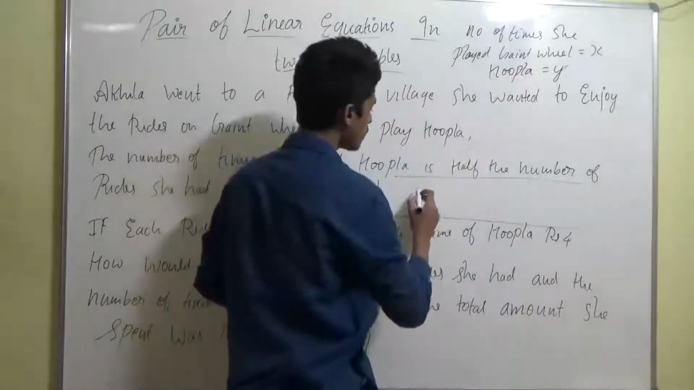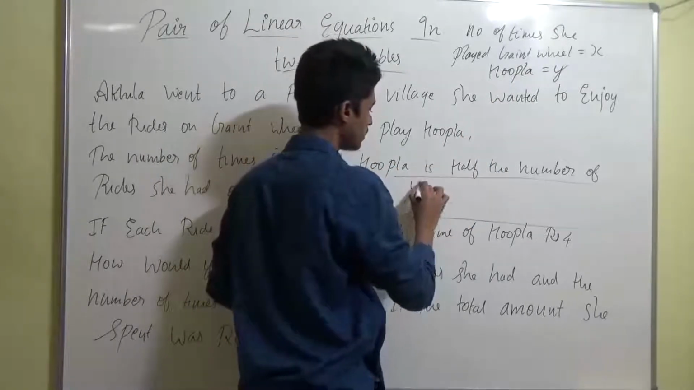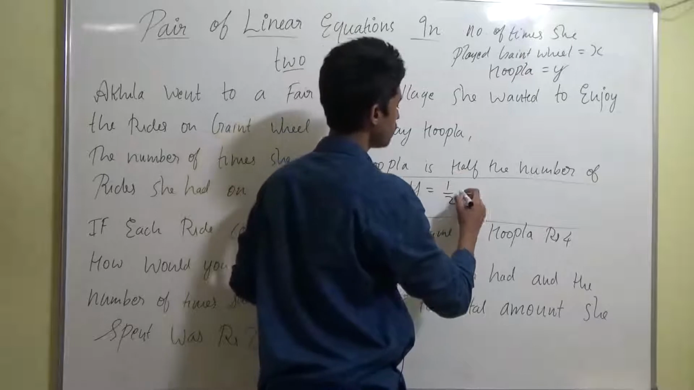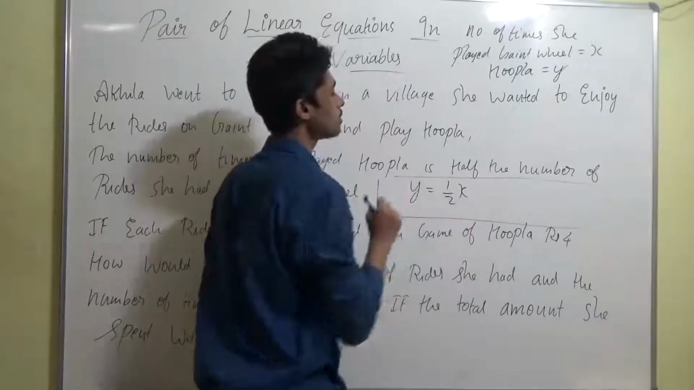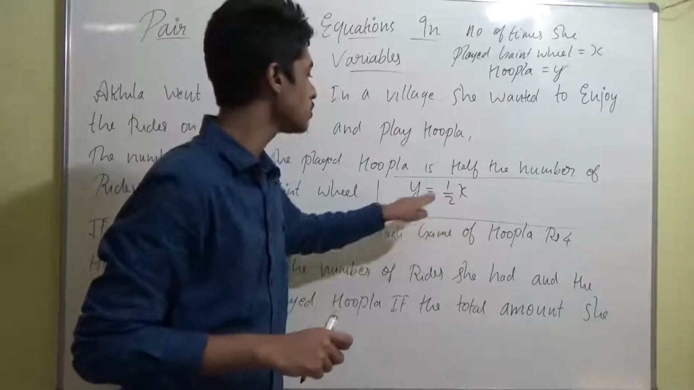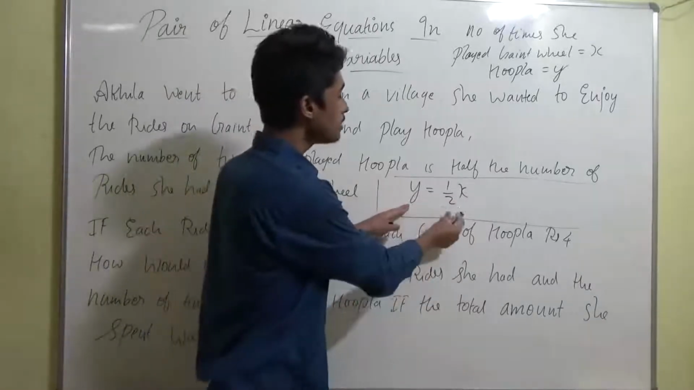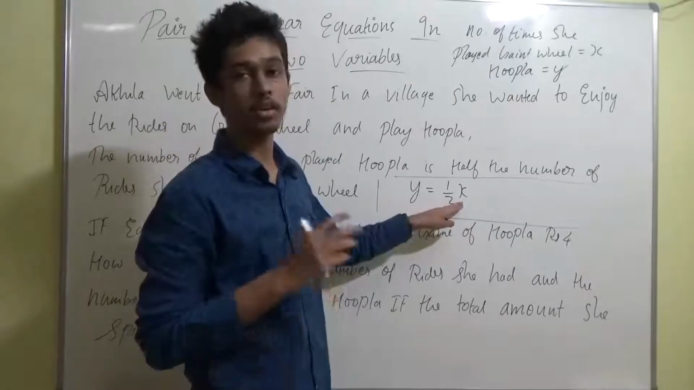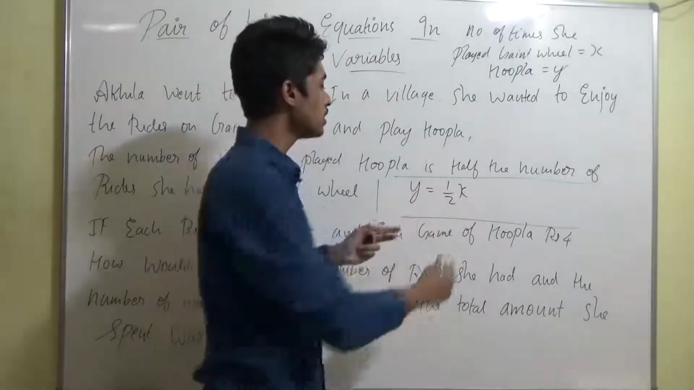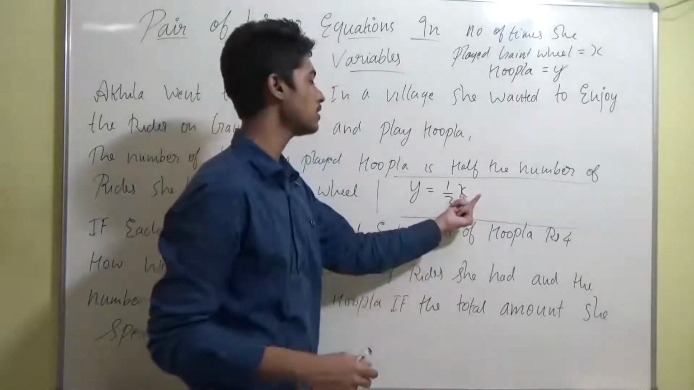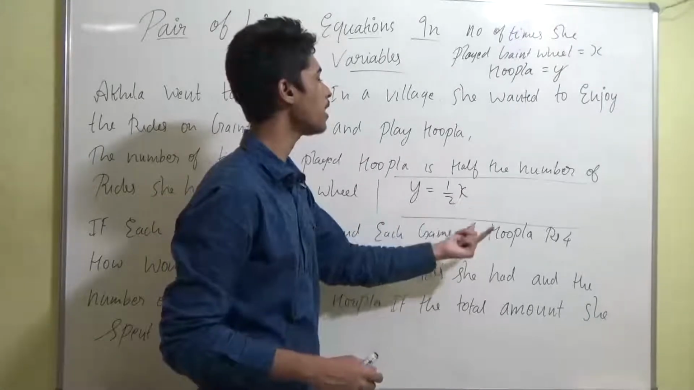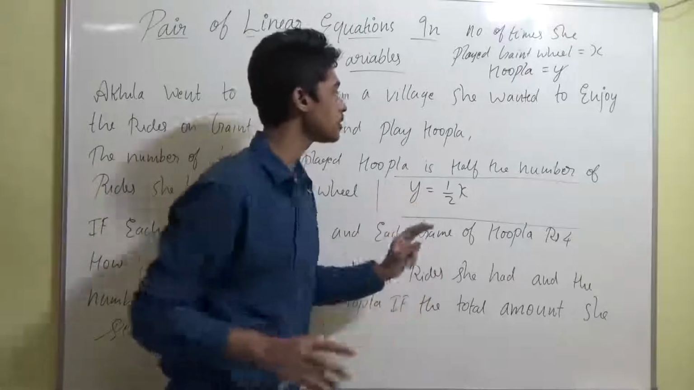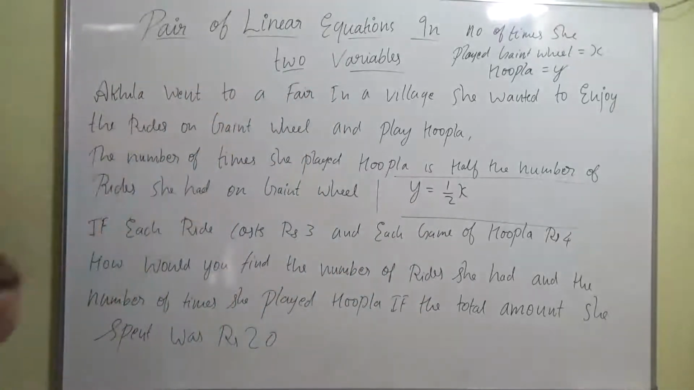They are telling the number of times she played hoopla, which is y. The number of times she played hoopla is half the number of times she played the giant wheel, which is x. So if this is the giant wheel ride, they are telling half, right? So multiplied by half, you'll get the number of times she played hoopla. So this is the first equation which you got from these two sentences.